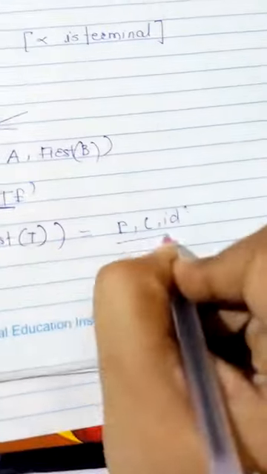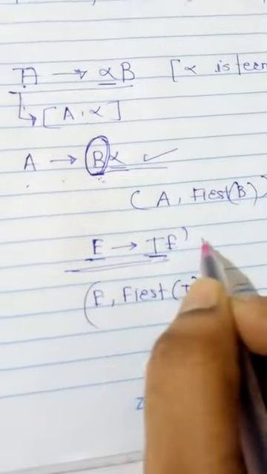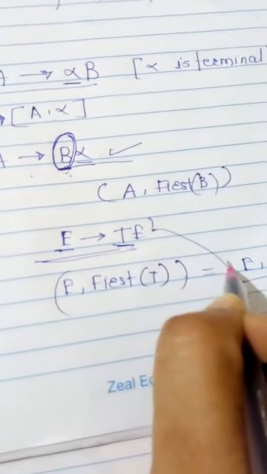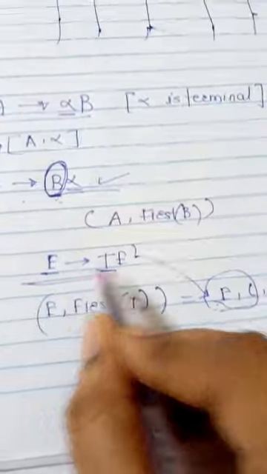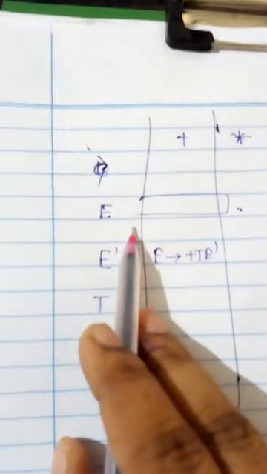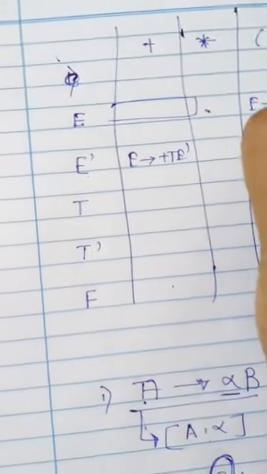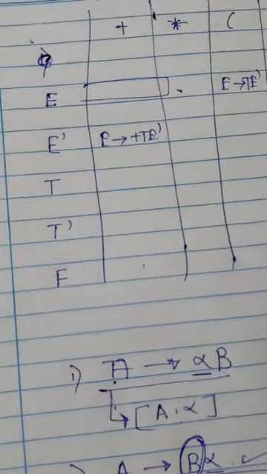So how will you do it? You will add this production rule, E gives TE dash, in the cell E comma opening bracket. You will add the same production rule into E comma ID. Getting it? So in E comma opening bracket you add E gives TE dash, and in E comma ID you add the same production rule.